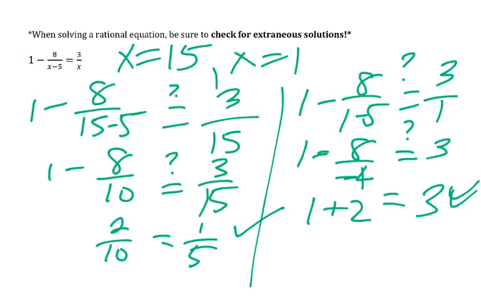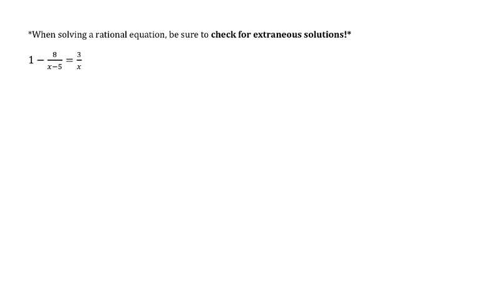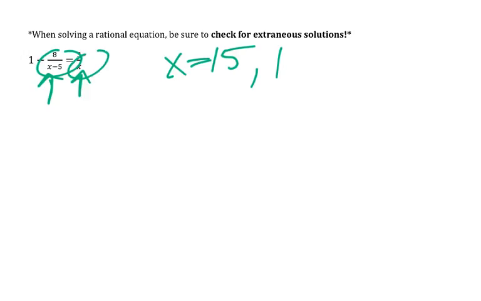So it checks out. The shortcut to all this, as a check step, instead of plugging everything in and solving to make sure they're equal, you can just check the denominators and make sure that your answers don't create a denominator of 0. So if I plug 15 into x minus 5, my denominator is not 0. If I plug it in for x, my denominator is not 0. So 15 will work. If I take x equals 1 and I plug it in here, my denominator is negative 4, not 0. Here the denominator is 1, not 0. So both of these will work.